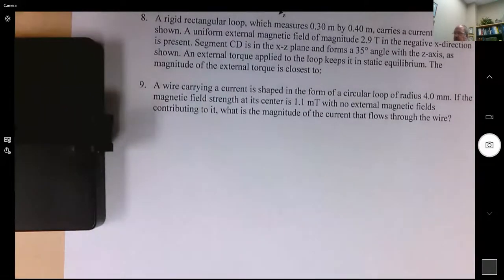Coming down the home stretch here, number 9. So we have a wire that is carrying current in a circular loop. I don't know why this isn't focusing. Sometimes it tries to focus on something else and it won't focus on the print. Let's see if I can get that to focus on the print. Okay, better. So we have a wire carrying a current and it's a circular loop of radius 4 millimeters.